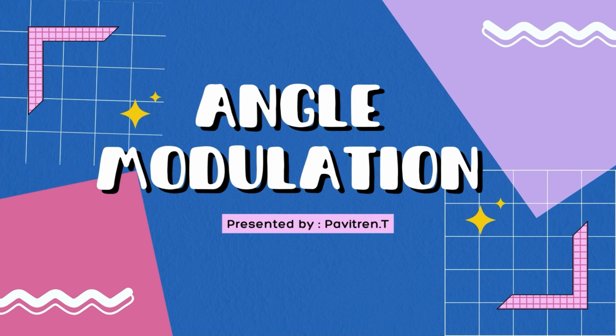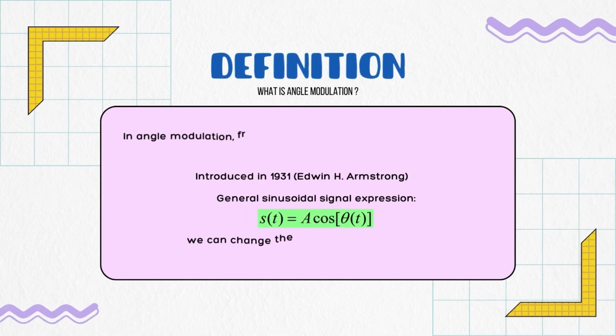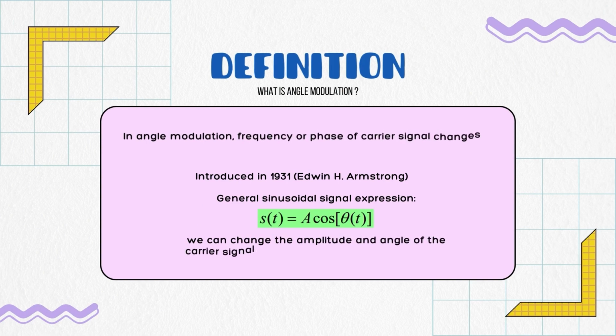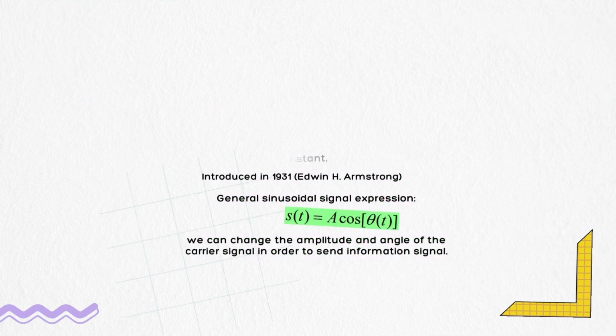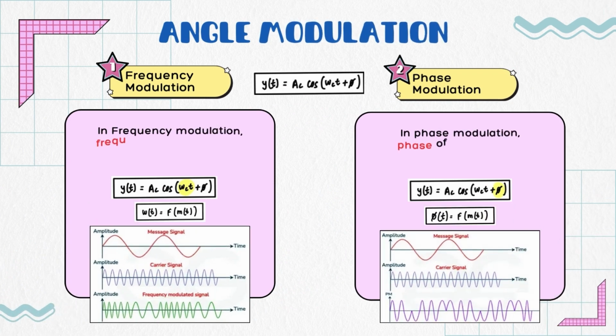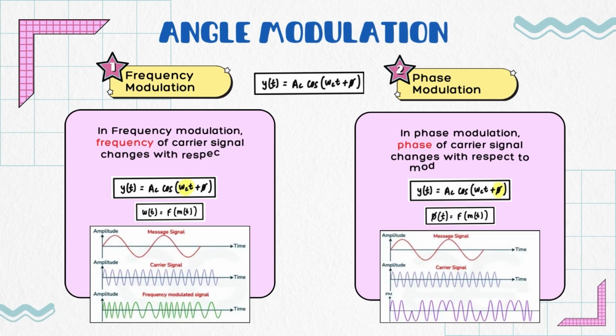Okay, what is angle modulation? In angle modulation, the frequency or phase of the carrier signal changes with respect to the modulating signal while keeping the amplitude constant. This modulation was introduced in 1931 by Edwin Armstrong. Angle modulation is classified into two parts, frequency modulation and phase modulation. In frequency modulation, the frequency of the carrier signal changes with respect to the modulating signal, whereas in phase modulation, the phase of the carrier signal changes with respect to the modulating signal.